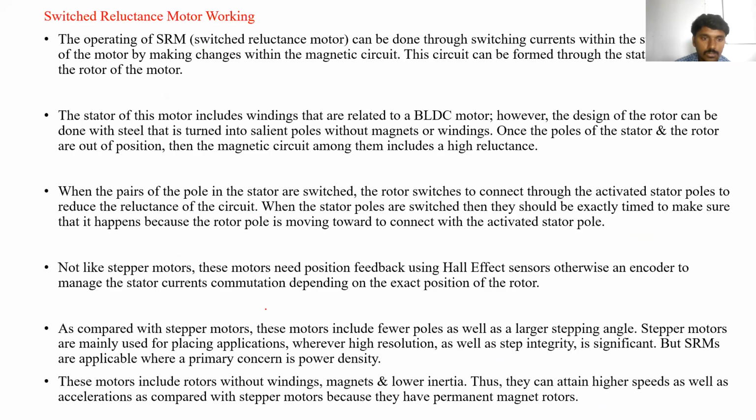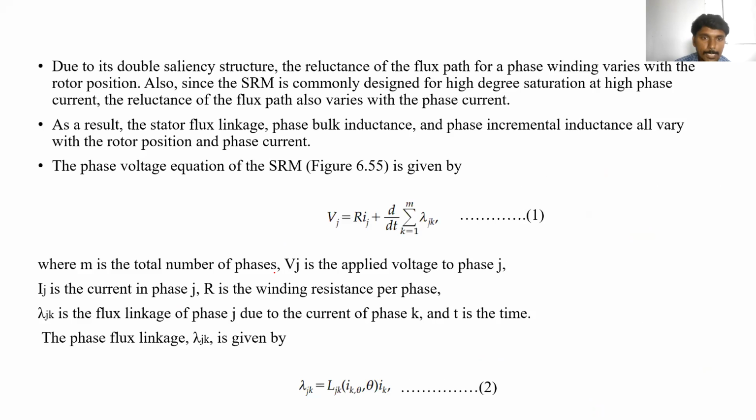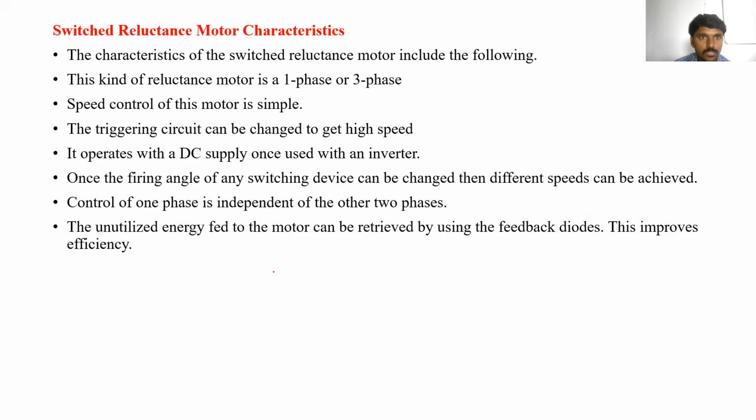We can go through these points. What are the switched reluctance motor characteristics? The characteristics of the switched reluctance motor include the following. The kind of reluctance motor may be single phase or three phase. Speed control of this motor is simple, due to the low magnetization property.